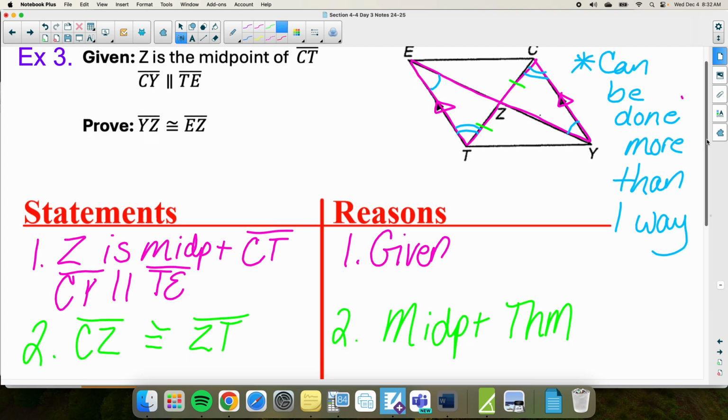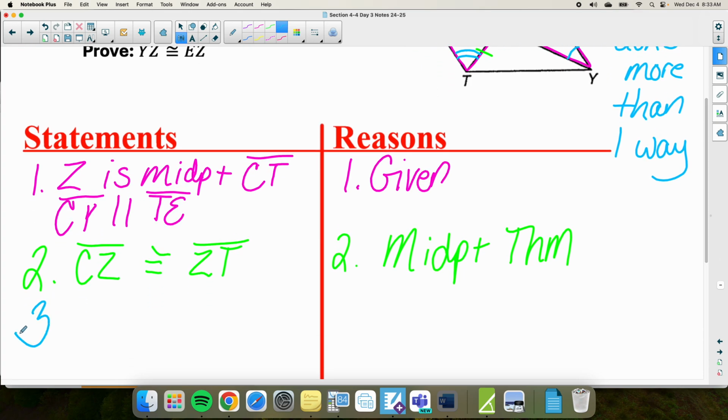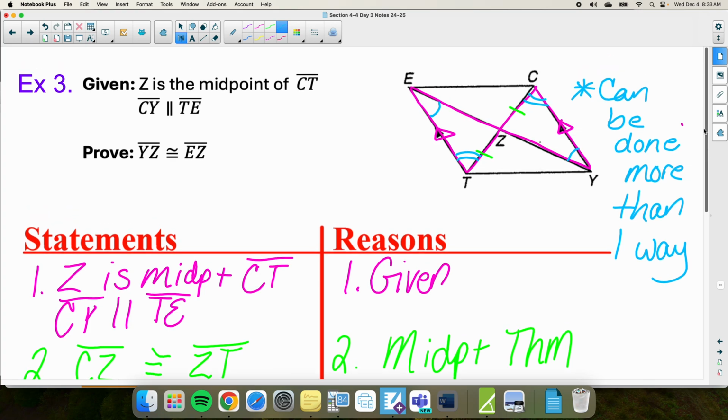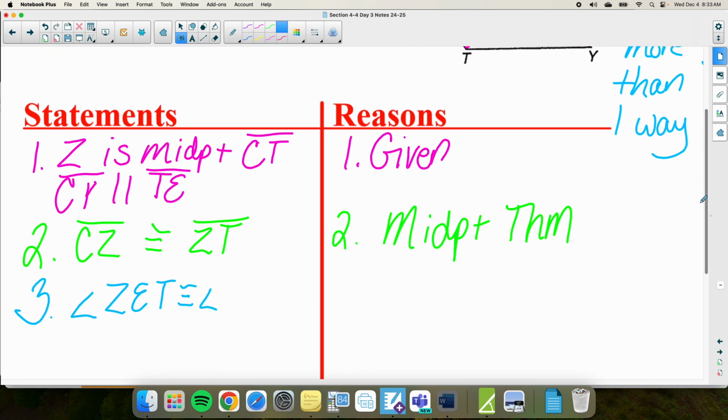Okay, again, we have to use 3 letters. So when I name this angle, I could call it angle ZET or YET, whichever I want. Okay, I'm going to say angle ZET is congruent to angle, and it's this one here, which I could say angle ZYC or EYC or CYZ also. I'm going to say ZYC.